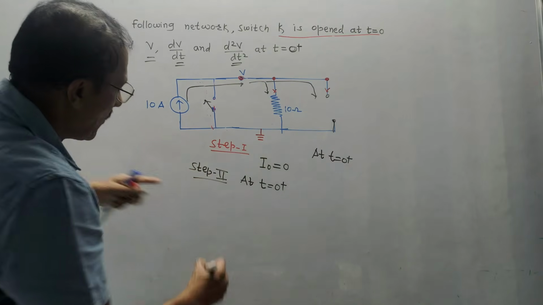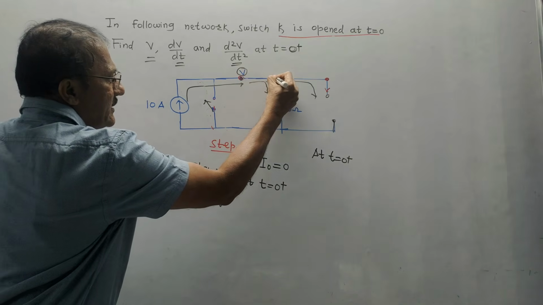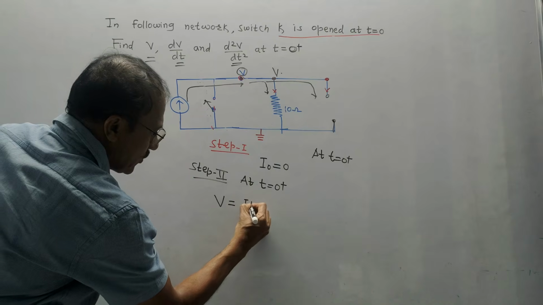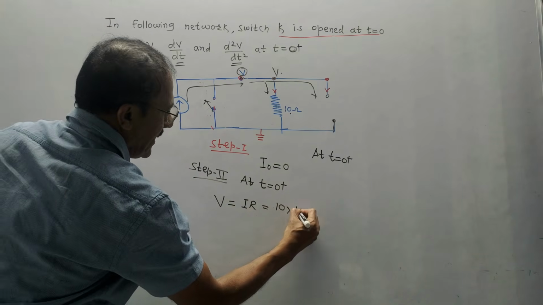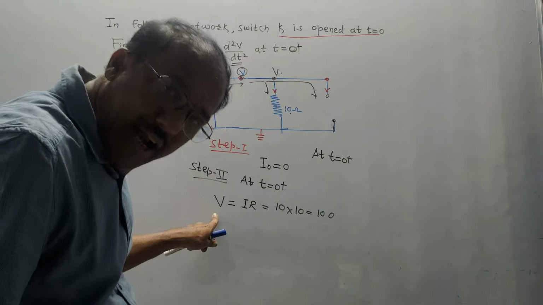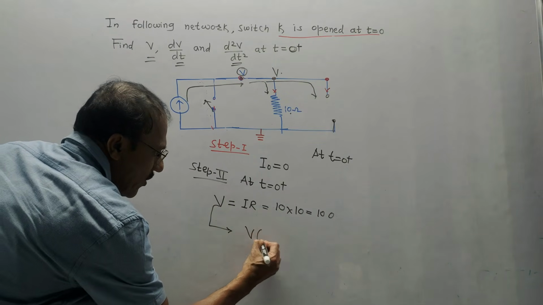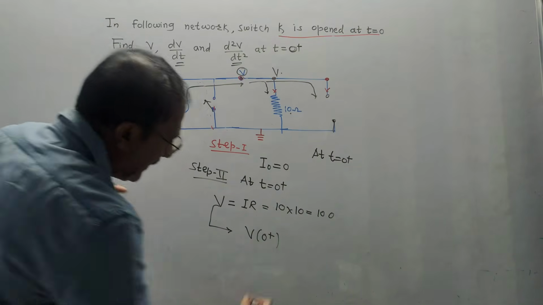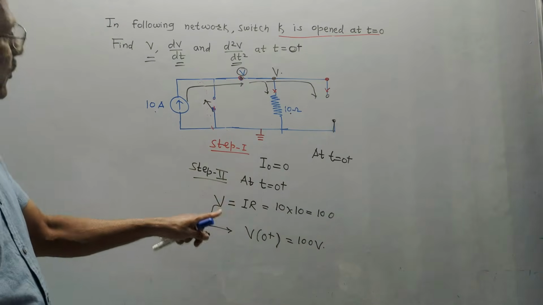So at t equals 0 plus, the entire current of 10 amperes from this current source will flow through this 10 ohm. So the voltage across 10 ohm, I will denote by V. It is given in the question. This is the same as the voltage across 10 ohm. Using Ohm's law, V equals IR. In this case, I is 10 amperes and resistance is 10 ohms. So it is 100. This is the voltage at t equals 0 plus, denoted by V of 0 plus. It is read like this: voltage at t equals 0 plus, V of 0 plus, which equals 100 volt.